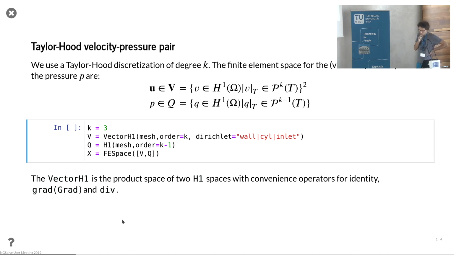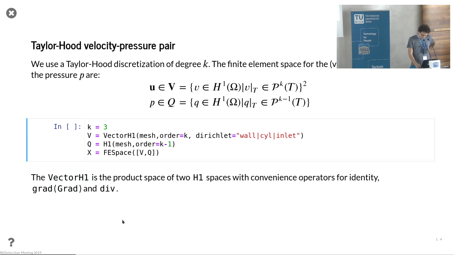We use a Taylor-Hood discretization here. So that's also something that we saw before. So we use order 3 vector H1, so component-wise H1 conforming finite element space of order 3. For the pressure, one order less, and we put them together in a product space. Okay, so the vector H1, compared to putting the components together individually, provides you the convenience that you have a divergence operator and the gradient operator as a matrix valued function. Okay, I should execute this, of course.